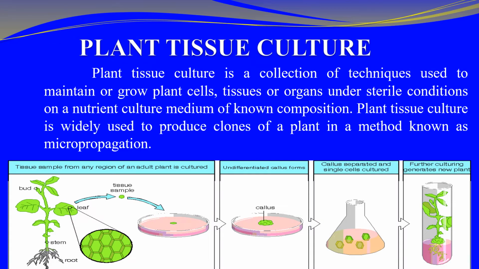Plant tissue culture means the regeneration of an entire plant from a single tissue. That is called plant tissue culture. The plant tissue is grown under sterile conditions on a nutrient culture medium. It is widely used to produce clones of the plant in a method known as micropropagation.